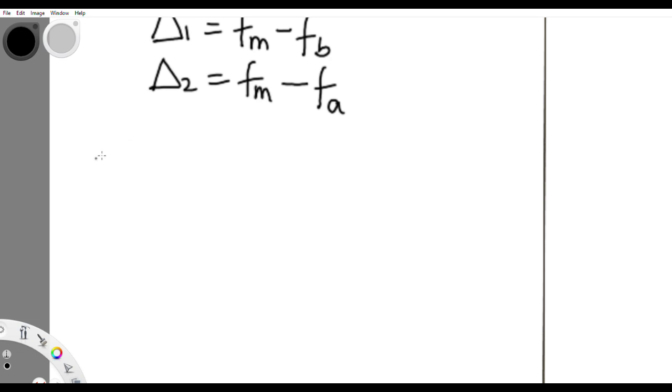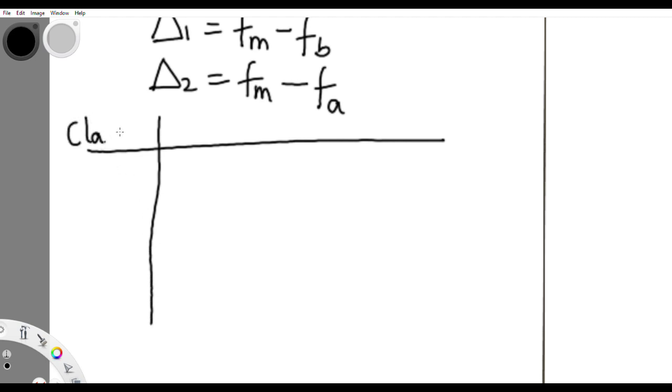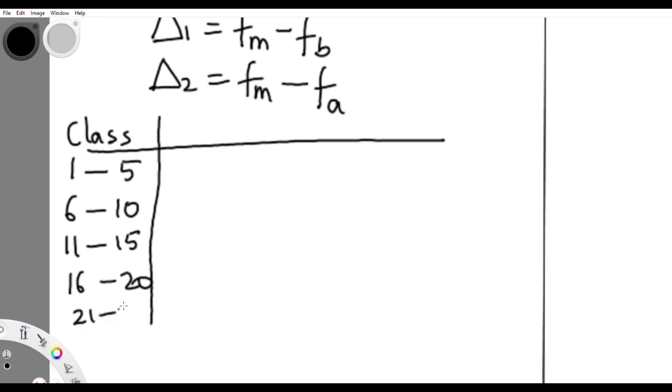Still that same question we've been working with: the classes 1 to 5, 6 to 10, 11 to 15, 16 to 20, 21 to 25. Now the frequency, I think it was, well, doesn't really matter.